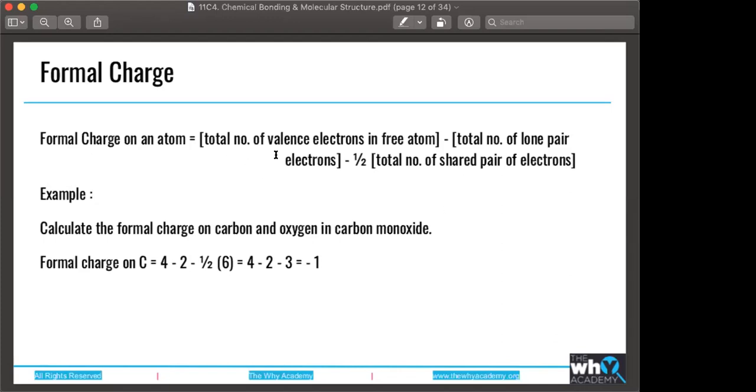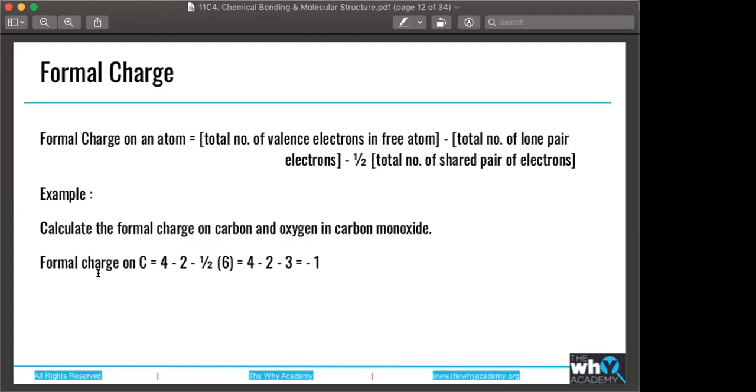So this is basically the formal charge of an atom, like basically for formality. If it is sharing 2 electrons, then obviously it is losing some part of its own electrons because it is sharing with a different atom. So it's basically like a calculated value for the charge. Okay, here's an example. This is where you calculate the formal charge on carbon and oxygen in carbon monoxide.